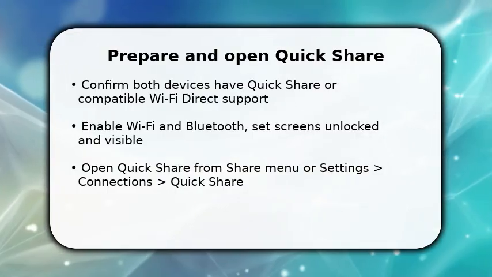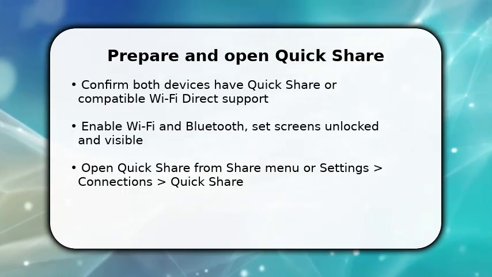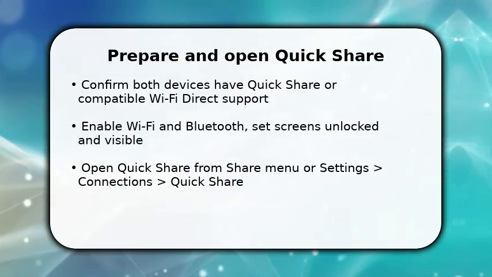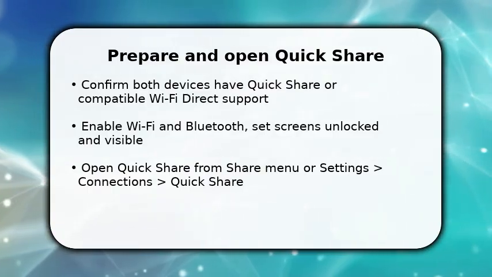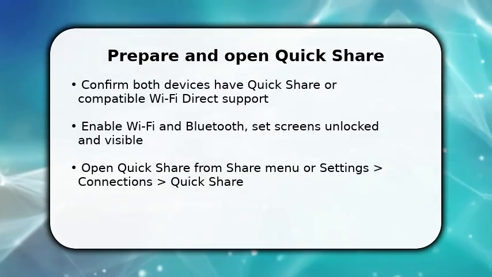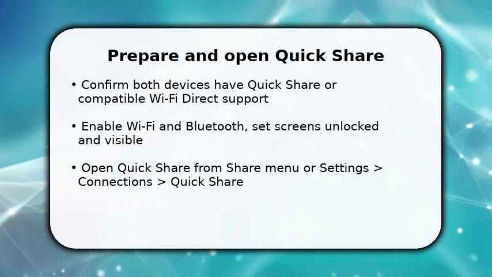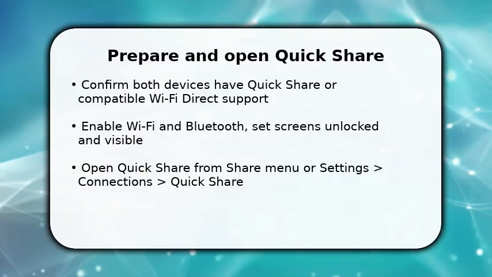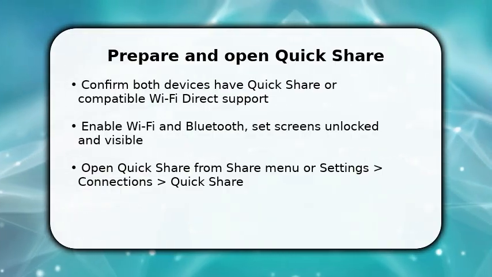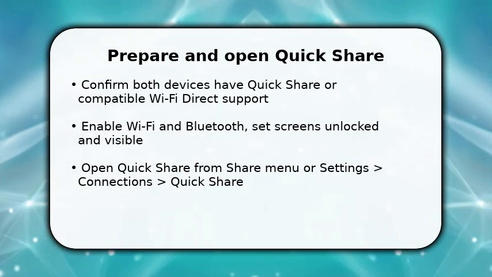You start by preparing both devices, enable Wi-Fi and Bluetooth, and keep screens unlocked so discovery works. Open the file you want to send, tap Share, and choose Quick Share. On some devices, you may instead open Settings Connections Quick Share. Once done, Quick Share will scan nearby devices, make sure the receiver has Quick Share open, and visibility set to Nearby or Everyone. This initial setup reduces pairing friction and lets the sender locate the receiving device quickly.